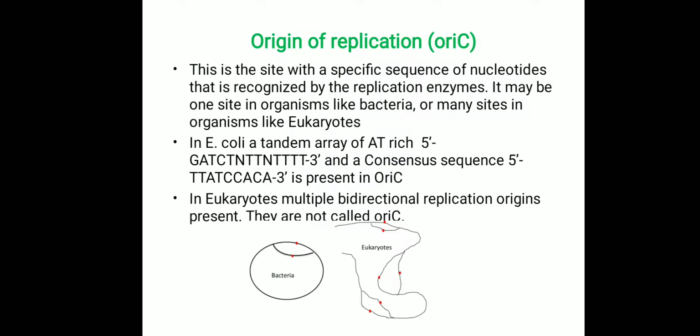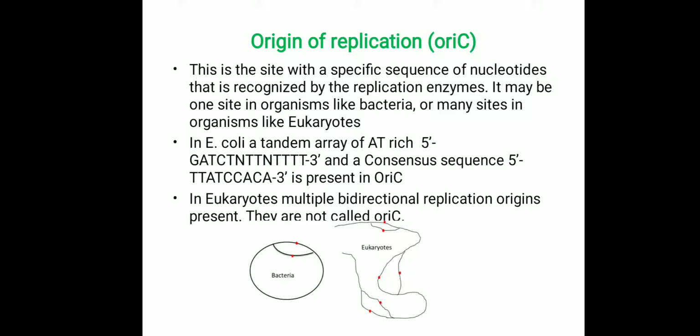First we will see the origin of replication, that is called OriC or ori in the case of the prokaryotic system. This is the site with a specific sequence of nucleotides that is recognized by the replication enzymes. It may be one site in prokaryotic organisms or many sites in eukaryotic organisms.